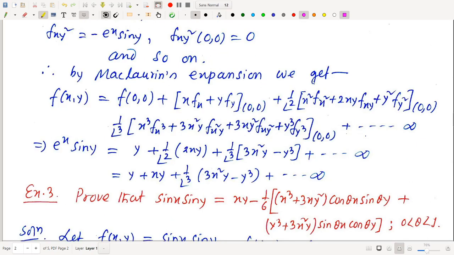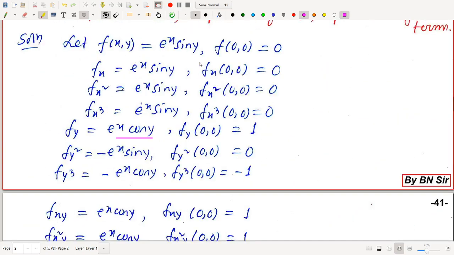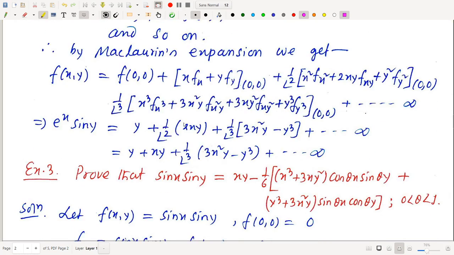Therefore by Maclaurin's expansion we get f(x,y) equal to, this is the formula you have to remember, and all the values we have substituted. The first derivatives fx and fy, we have already seen: fx is 0 but fy is 1. So f(0,0) is 0, fx is 0, fy is 1, so just y will be there.